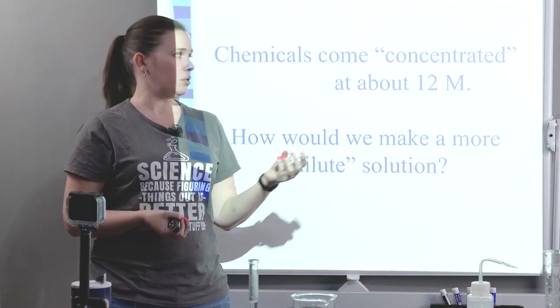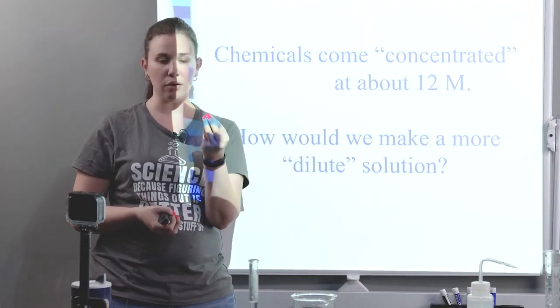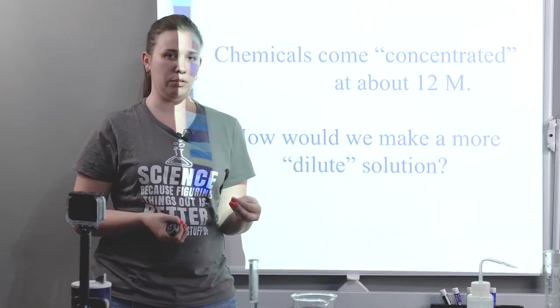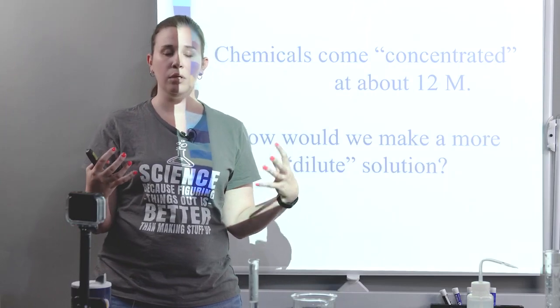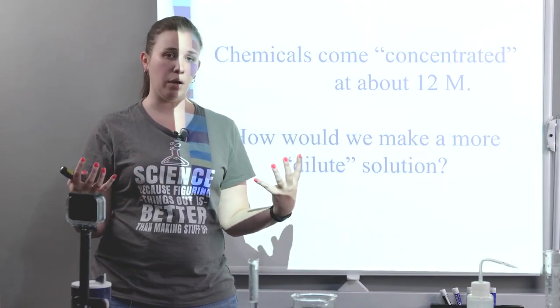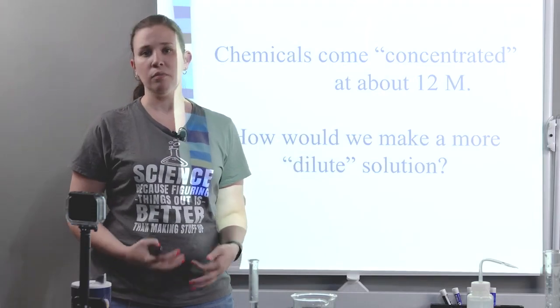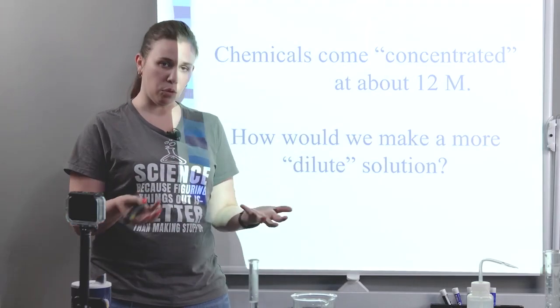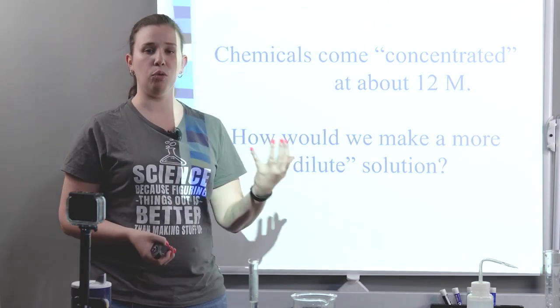Think about the particles. In a concentrated solution, the particles of solute would be very close together because there's a lot of them per volume. In a dilute solution, those particles would spread out more, meaning they need to be further apart. Well, what would we need to add in order to make them further apart? Some more solvent, or usually some more water. So to go from concentrated to dilute, we need more water.